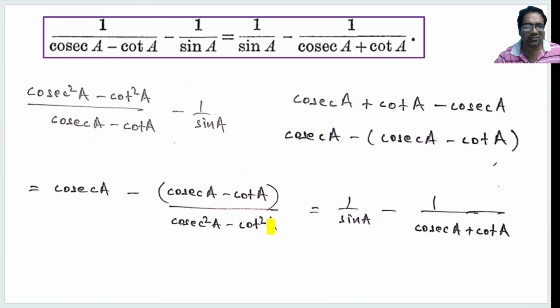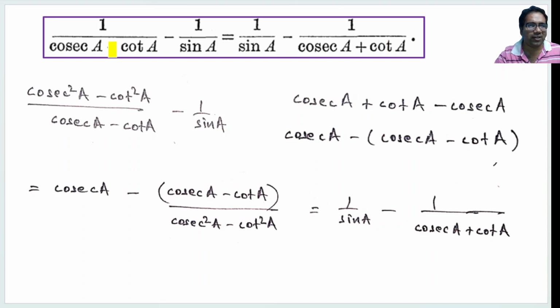But this is still again a square minus b square, and this is a minus b. So this fraction will become 1 by a plus b, which is 1 by cosecant A plus cot A. What is cosecant A? It is 1 by sin A. So this becomes 1 by sin A minus 1 by cosecant A plus cot A. That is what we wanted.